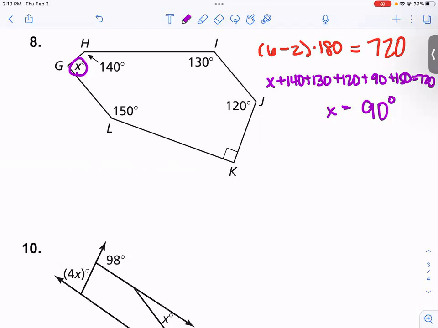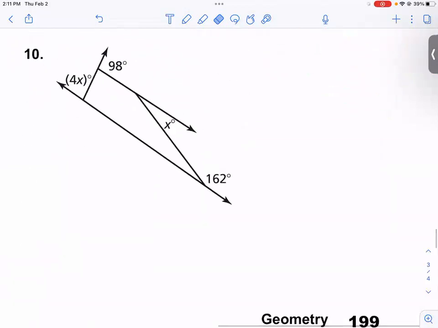Is this convex or concave? This is convex. Concave would be that, where it's caved in. This one's not caved in. This is convex. Okay, let's talk about number 10.